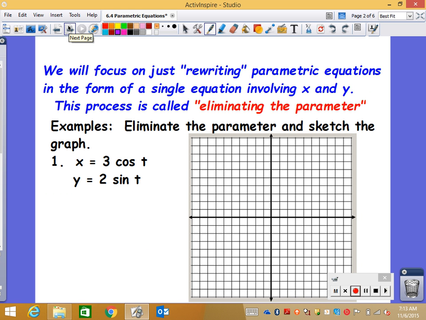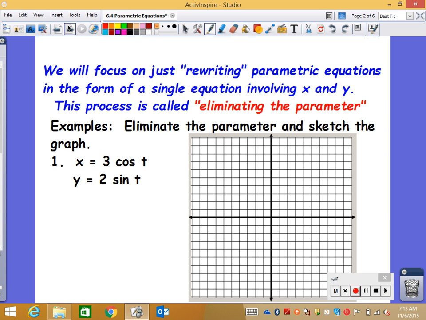So we're going to be rewriting them in the form of an xy equation. When we say eliminate the parameter of a certain problem, we're going to be talking about that. We only want you to give the new equation in terms of x and y, and then we might say to graph it. So let's try this out.